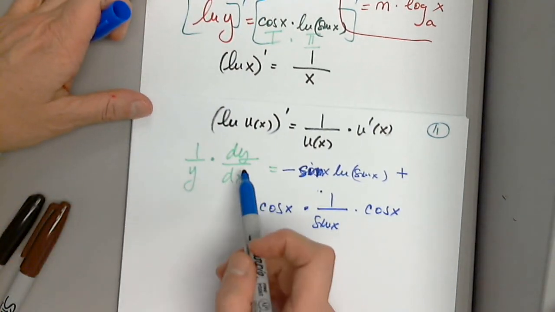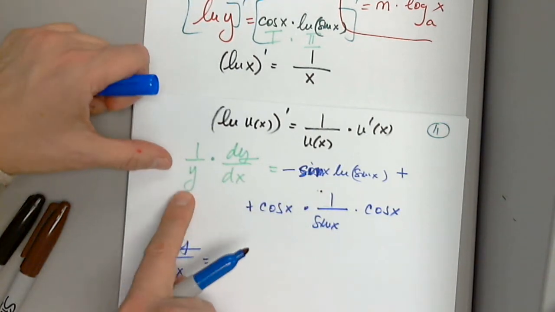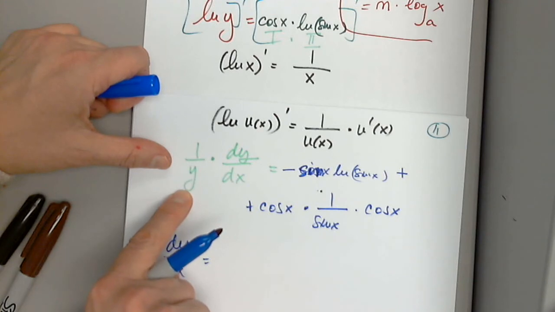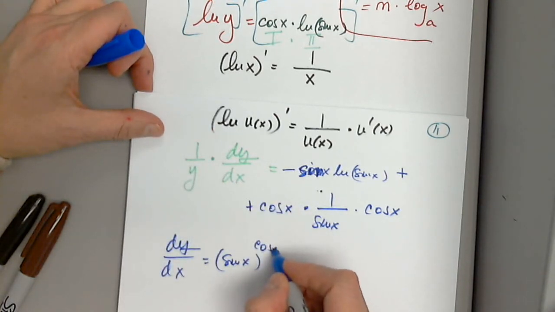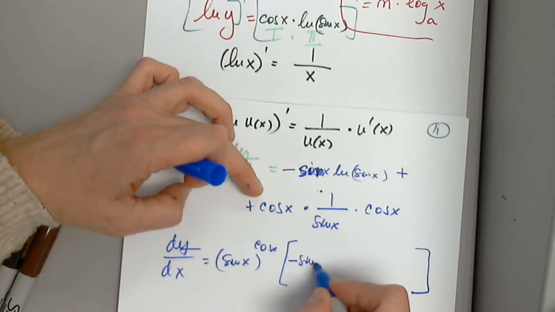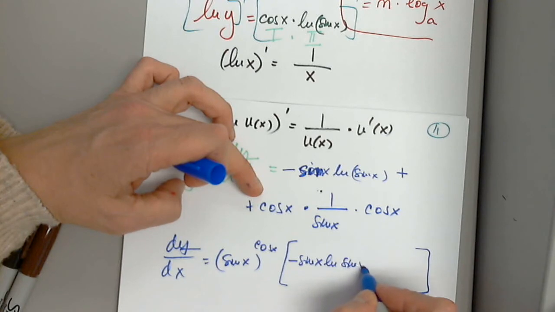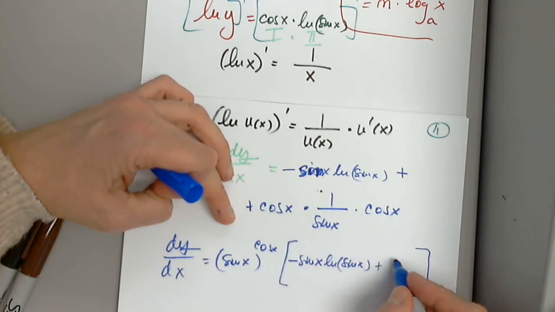So now I'm asked after dy over dx. I will multiply both sides by y, but y is the function itself, sine x raised to cosine x. Everything else goes in brackets. Negative sine x natural log sine x. I'm going to combine these two into cosine squared over sine x.